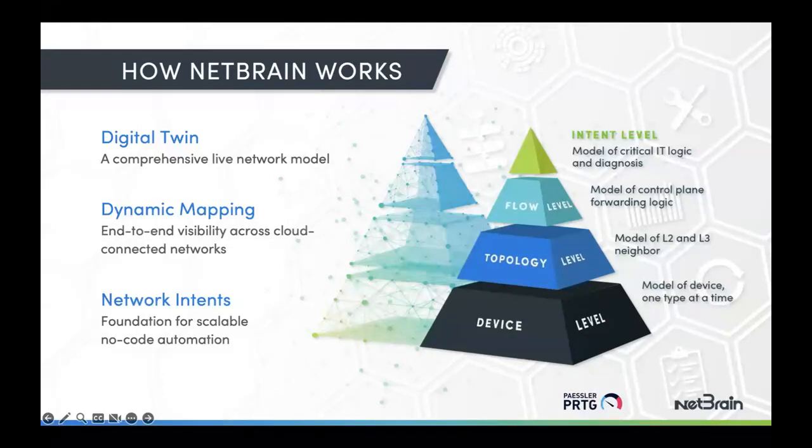Dynamic mapping. This is where NetBrain started, and as we just mentioned, in modern hybrid networks, this is becoming increasingly difficult to achieve, yet NetBrain automatically creates and refreshes those dynamic maps. These can then be exported into multiple formats like Word, Visio, even JPEG. And finally, network intents. So many of the use cases we spoke about in the previous slide are built using network intents. So we're going to talk about them in more depth right now.